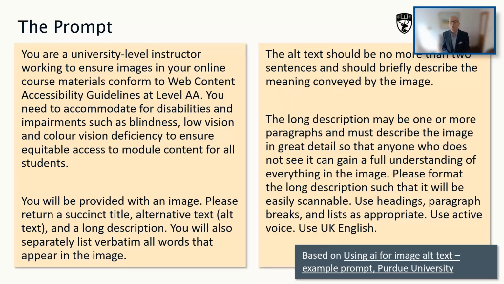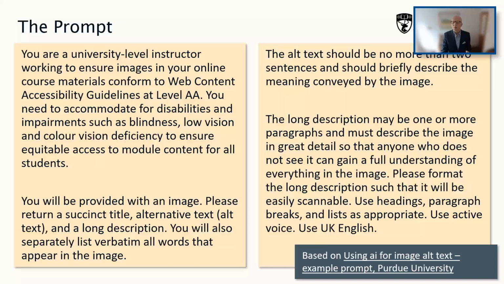You are a university-level instructor working to ensure images in your online course materials conform to Web Content Accessibility Guidelines to Level AA. You need to accommodate for disabilities and impairments, such as blindness, low vision, and colour vision deficiency, to ensure equitable access to module content for all students. You'll be provided with an image. Please return a succinct title, alternative text or alt text, and a long description. You will also separately list verbatim all words that appear in the image.